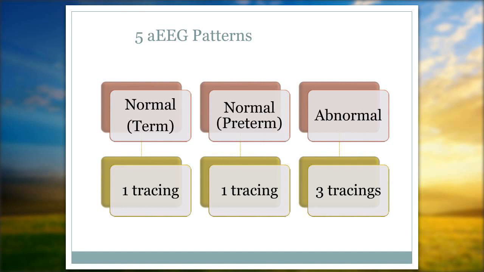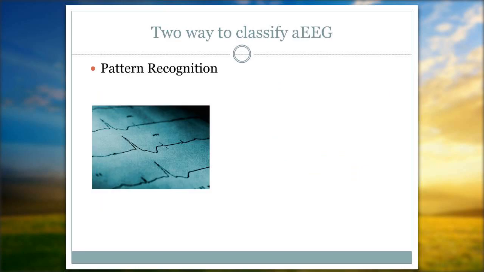So to break it down, there are 5 aEEG patterns. And I want you to think of them in terms of normal and abnormal. So there's one tracing that is absolutely normal for the term baby. It's the healthy, mature tracing. Then there's one that we think of that is very expected for the preterm. And then there are 3 abnormal or potentially pathological aEEG patterns.